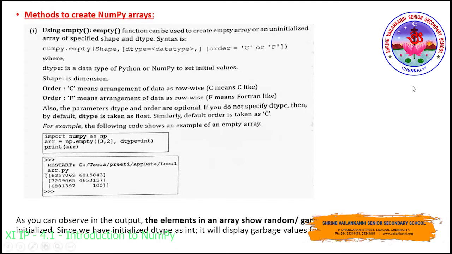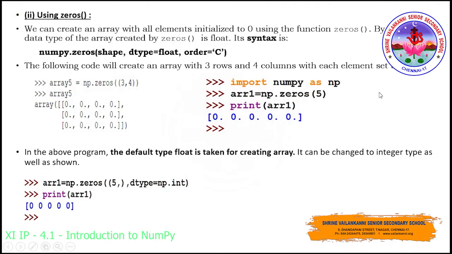Now based on this, we are going to discuss a few more methods. The next method that we are going to discuss is zeros. This works much similar to the empty method. When we make use of the zeros method along with the dimension, all the elements will be created with zeros. The data type and order are the same: if you do not specify them, by default the data type will be float and the order will be C. Let us look at an example.